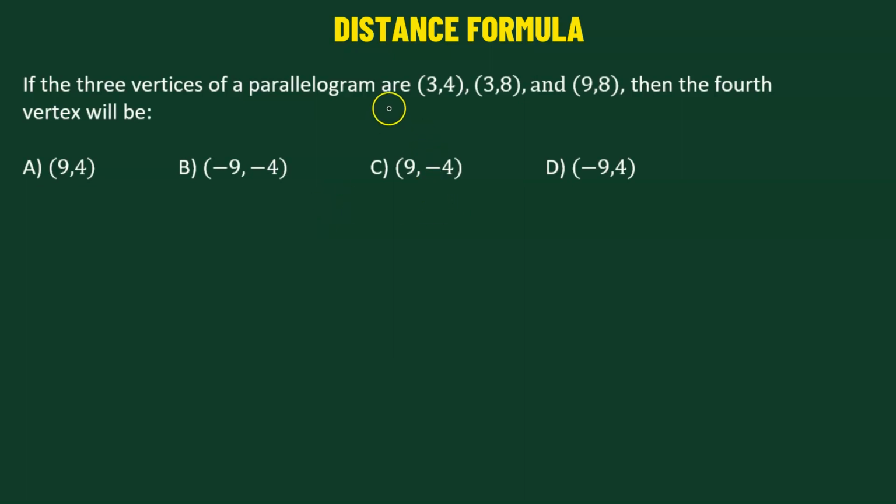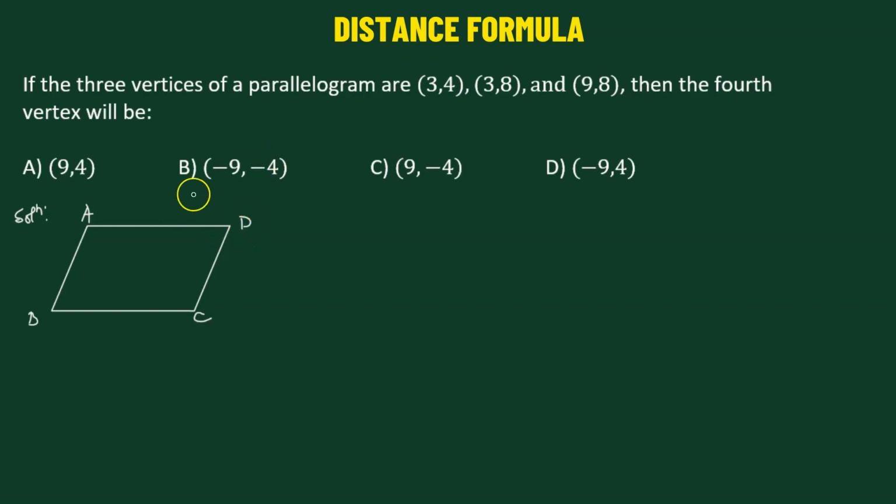So here in this problem, the three vertices of a parallelogram are provided to us. We need to find out the fourth vertex. Let's try to understand it graphically first. Let us consider a parallelogram with vertices A, B, C, and D.